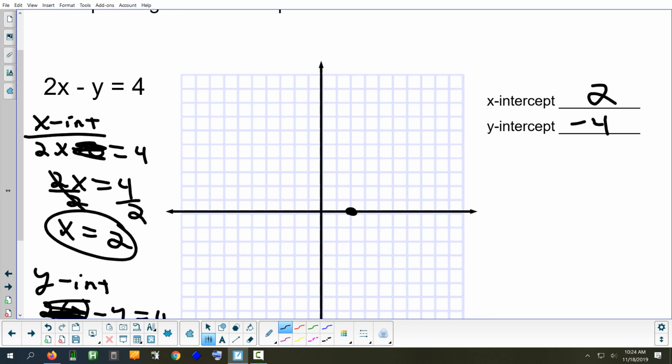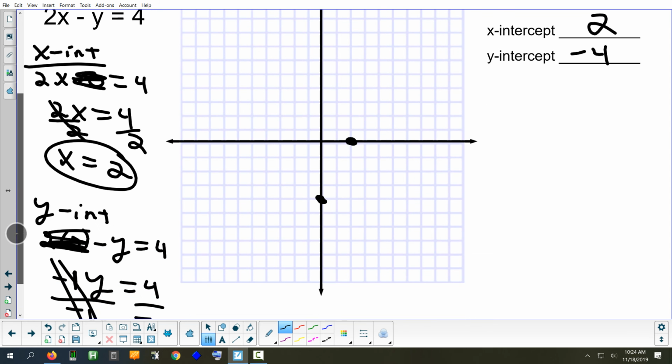1, 2, 3. Right there. So when you draw your line, I'm just kind of sketching this one by hand. It's not perfect, but it's pretty good. There's your line.